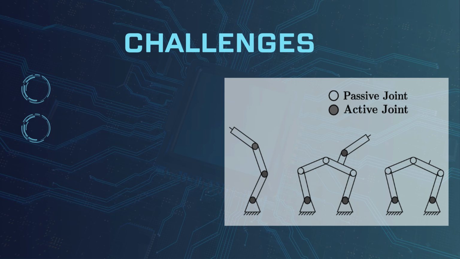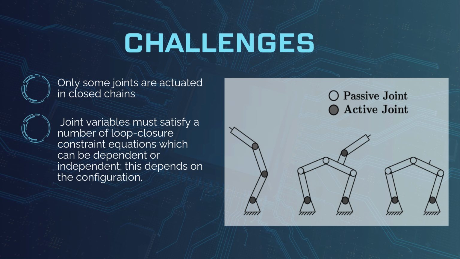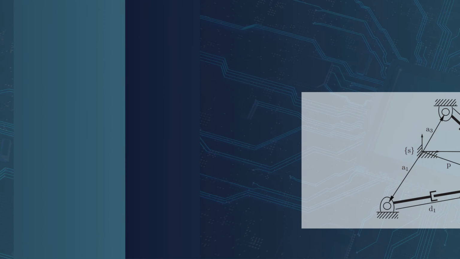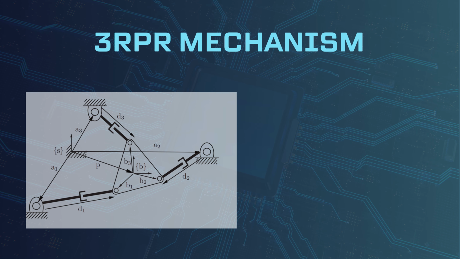The forward kinematics of closed chains is more complicated than the forward kinematics of open chains. This is because the joints in the closed chain can be either passive or active joints. As you can see in the figure, only joints that move to their full freedom are active joints. Also, the variables must satisfy loop closure equation constraints, which can be dependent or independent based on the configuration. We will now analyze some parallel mechanisms.